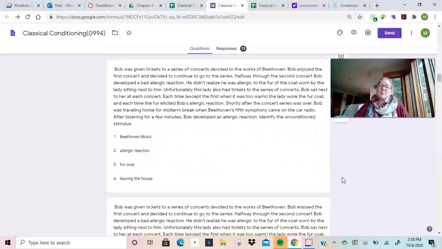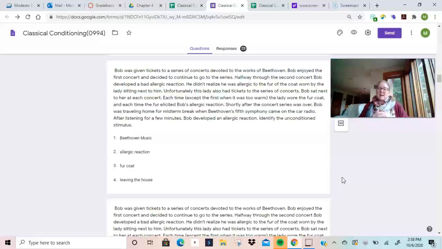Okay, this is another good one that I will go over with you, and then I'm hoping you guys will have the general idea here. So Bob was given tickets to a series of concerts devoted to the works of Beethoven. Bob enjoyed the first concert and decided to continue to go to the series. Halfway through the second concert, Bob developed a bad allergic reaction. He didn't realize he was allergic to the fur of the coat worn by the lady sitting next to him. Unfortunately, this lady also had tickets to the series of concerts, so Bob sat next to her at each concert.